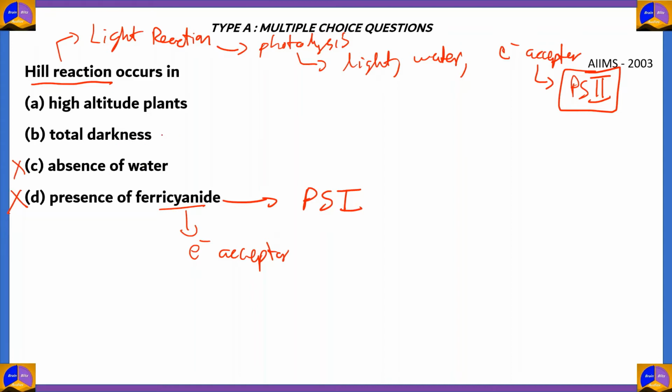Option B, total darkness. This is the opposite of the condition light. So total darkness is without light. The area does not have any light, which is detrimental because light reaction is dependent on energy received, the light that they receive. So option B is incorrect. The right answer is option A, high altitude plants. High altitude plants have plenty of light. They also receive water in the form of snow or rain, and these plants and plants of all kinds must have chlorophyll, which have PS2 in them. So option A is the right option.